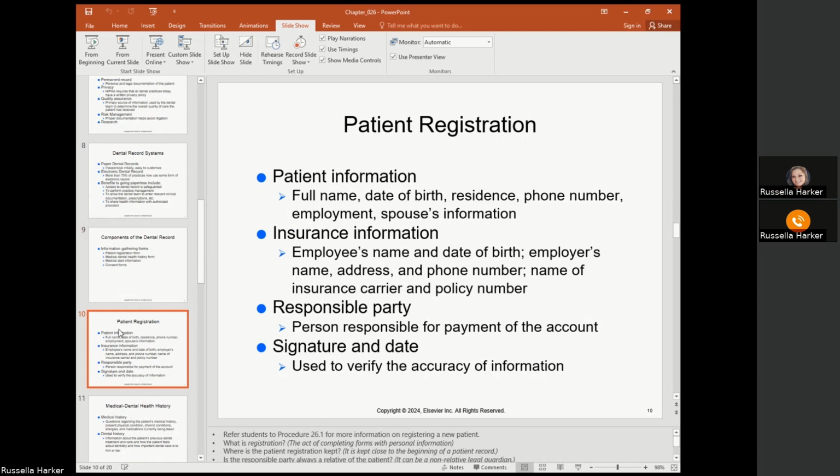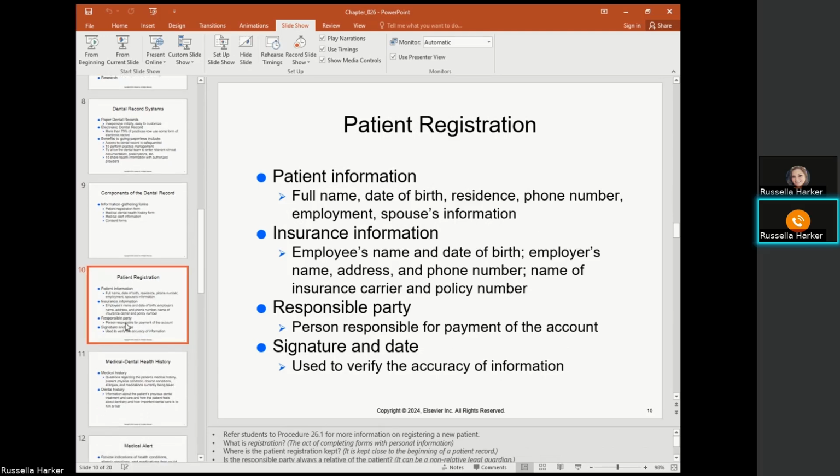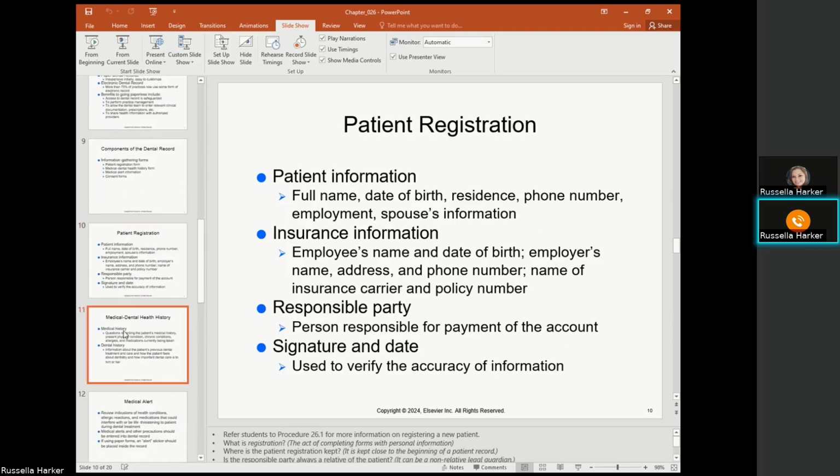For patient registration, this slide lists everything that is on patient registration, from the patient information, their insurance information, their responsible party, and their signature and date. Patient registrations can look different depending on what office you're at. There are multiple different versions of them that can be bought or that can be designed by the office.